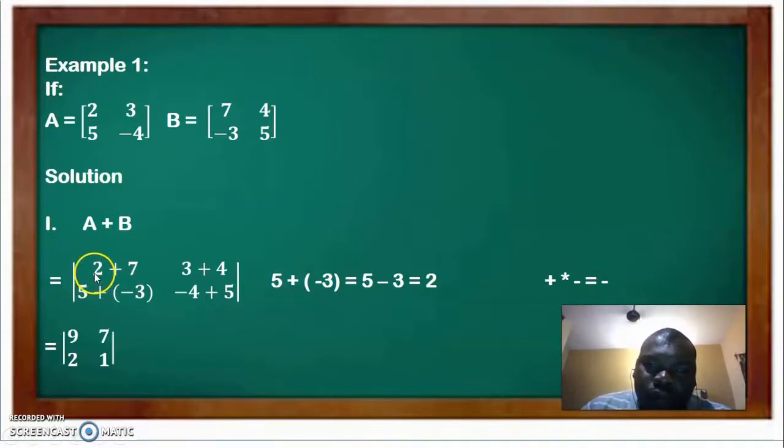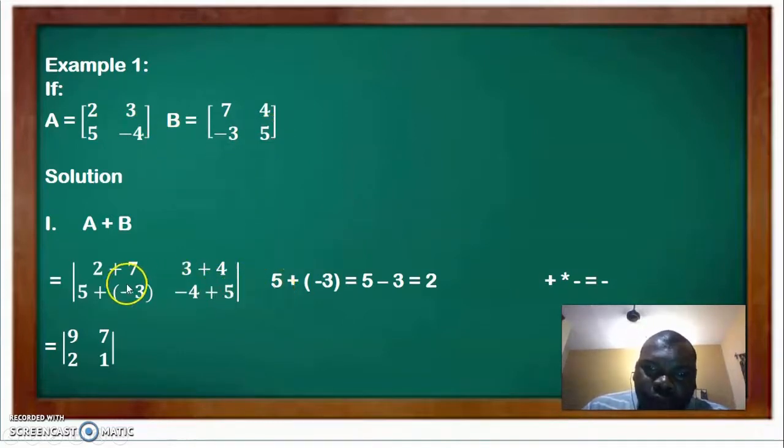So for example, 2 plus 7. This 2 is 1 1, on column 1 row 1, and 7 is also on column 1 row 1. Then 3 plus 4, 3 is on row 1 column 2, and 4 is also on row 1 column 2. Then 5 plus minus 3, then minus 4 plus 5.